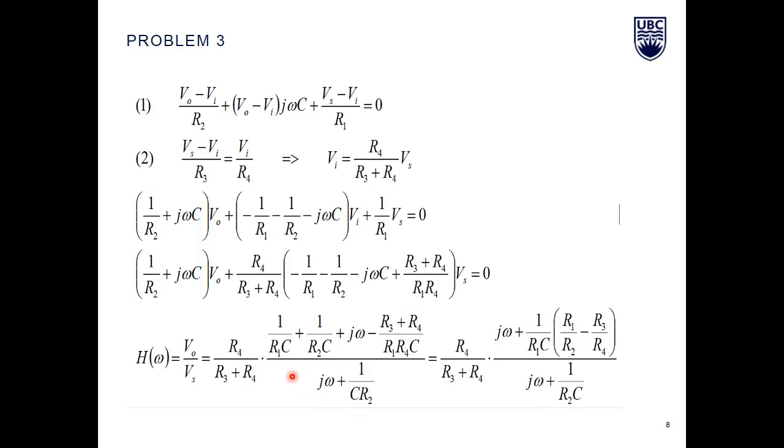So we write Vo over Vs equals R4 over R3 plus R4 times 1 over R1 times C plus 1 over R2 times C plus j omega minus R3 plus R4 over R1 times R4 times C, and in the denominator we have j omega plus 1 over C R2. That will result in this expression that was given in the question.